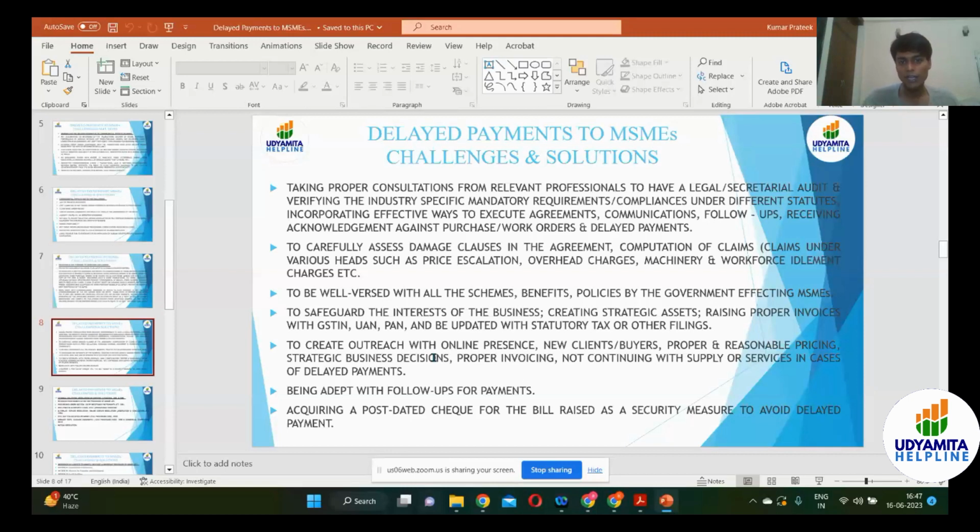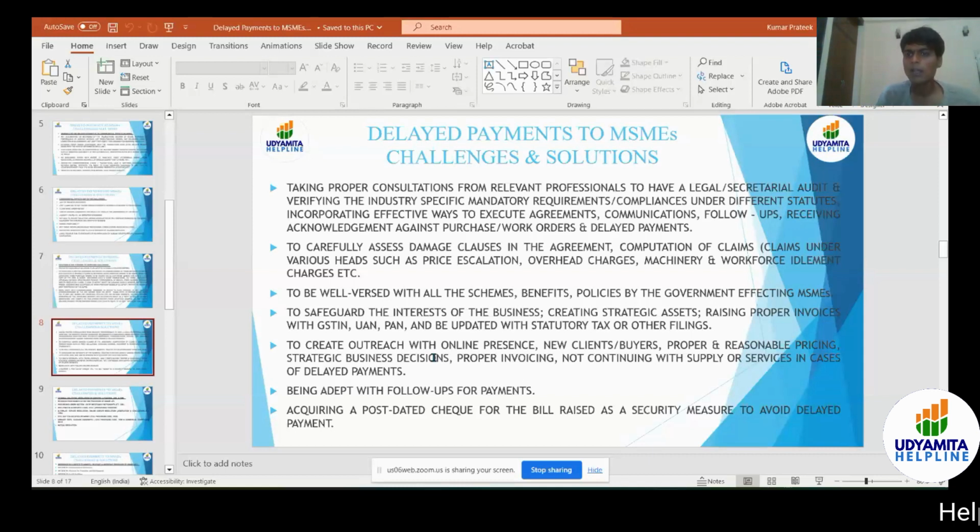The second is to carefully assess the damages clause in the agreement, computation of claims under various heads such as price escalation, overhead charges, machinery and workforce idlement charges, etc. Why do I say that proper consultation is important? Because many times you have to assess damages under various heads, and in absence of technical knowledge, you cannot think of all the heads under which you can claim from the opposite parties, right? So as to price escalation, overhead claims, machinery and workforce idlement. All these heads are there, and if you are into construction businesses, you would have heard these terms, right?